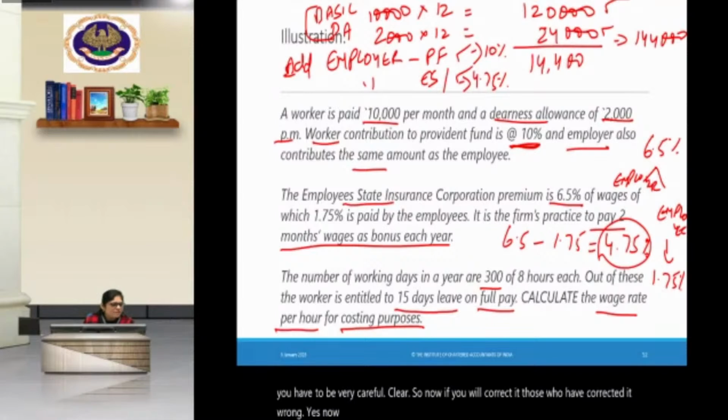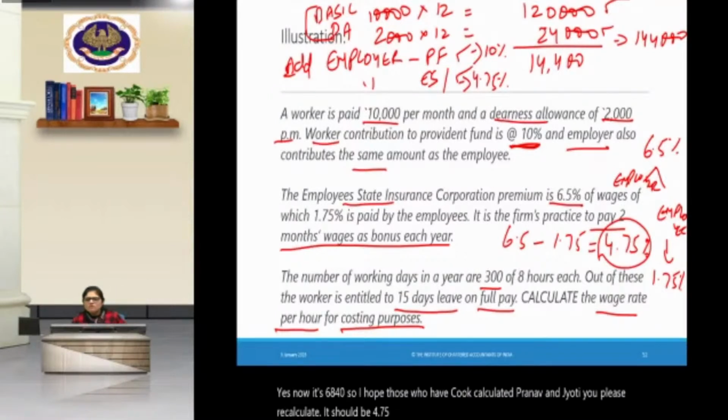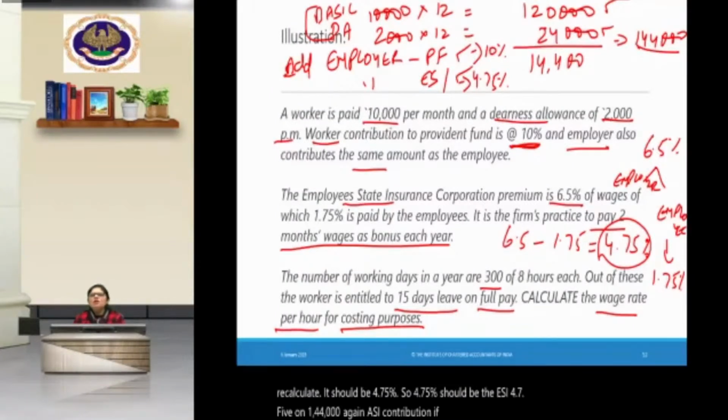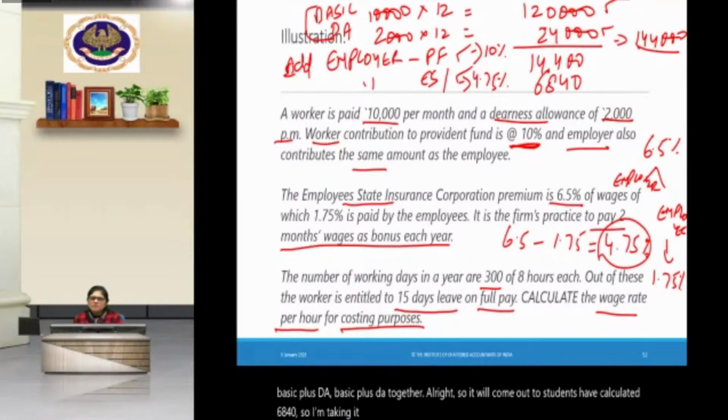Now it's 6840. So I hope Pranav and Jyoti, you please recalculate it. It should be 4.75% on 1,44,000. Again, ESI contribution, if nothing is mentioned, you should calculate on basic plus DA together. So it will come out to 6840, as students have calculated. So I'm taking it as 6840. ESI contribution 6840. Anything else in the question?